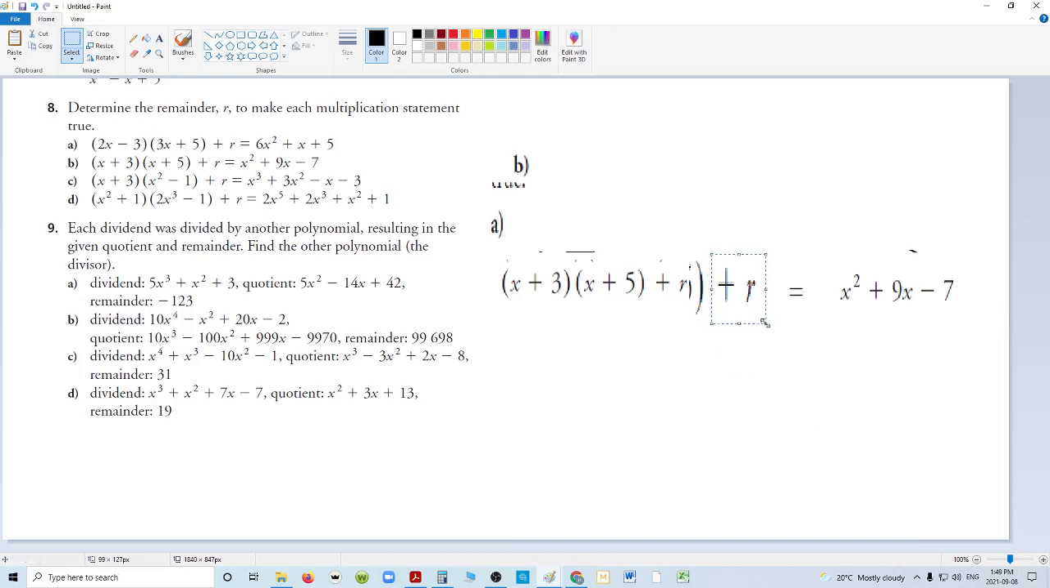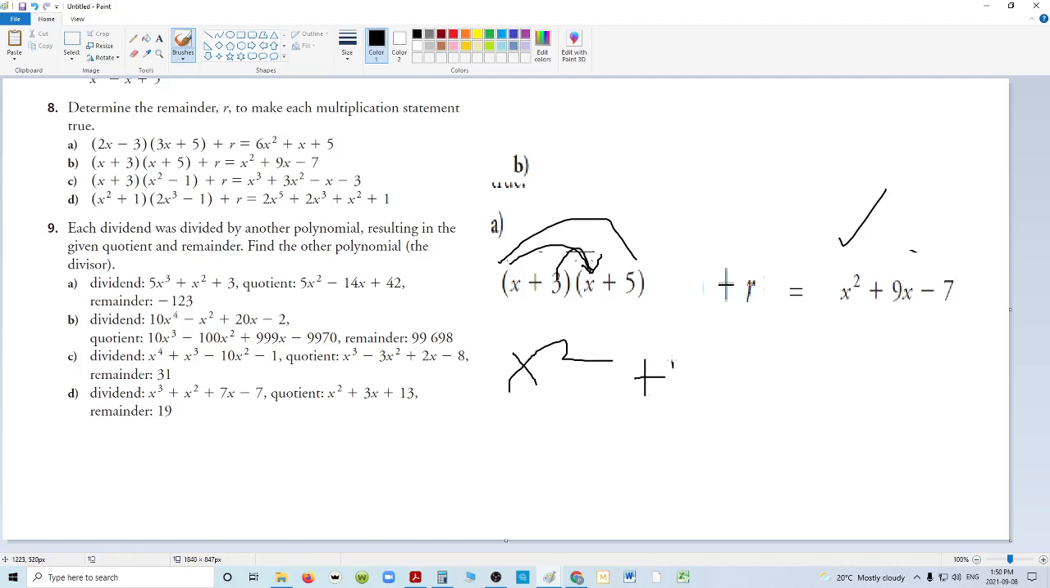And actually, I already have the plus r, I don't need it twice. So if I expand this, I get x squared, which is great. That's already there. I don't have to worry about it. Plus 5x plus 3x. That's plus 8x. But look on the right. I have a 9x. Now you can solve this whole thing algebraically, and I will this time.